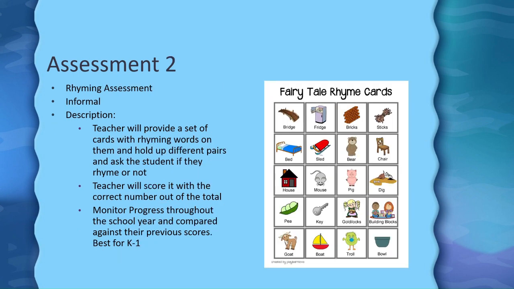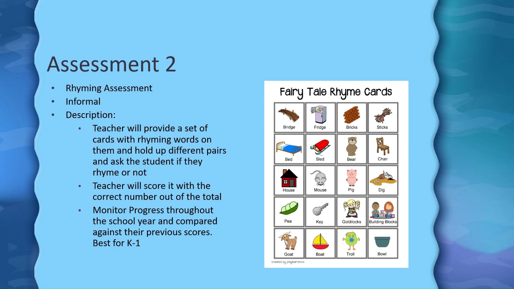Our second assessment is a rhyming assessment. This one is informal, and as you can see, I have an example of what it would look like on the right. The teacher provides a set of cards with rhyming words and then holds up different pairs and asks students if they rhyme or not. So for example, the teacher could hold up bridge and fridge, and the students would reply whether it rhymed. And then the teacher would hold up maybe bridge and mouse, and the students would say no.